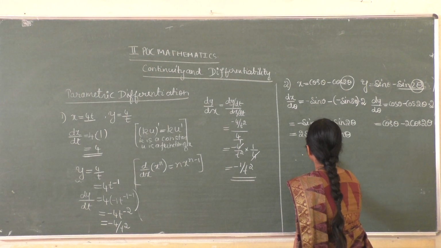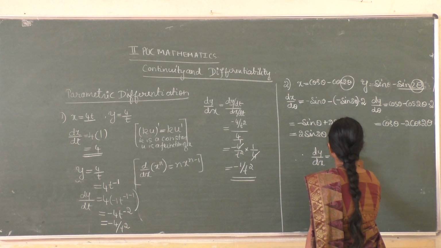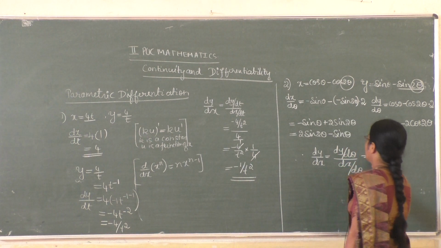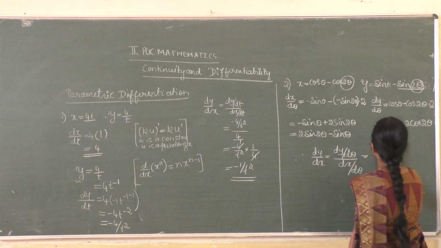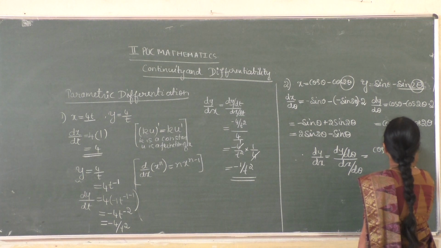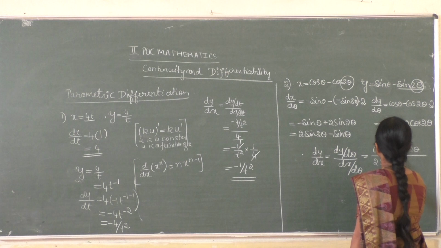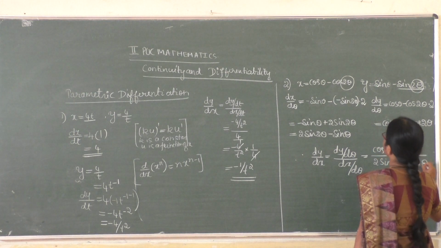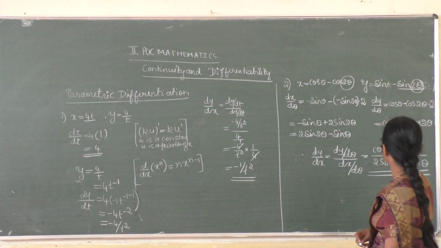Therefore dy by dx is equal to dy by d theta divided by dx by d theta, that is cos theta minus 2 cos 2 theta divided by 2 sin 2 theta minus sin theta.